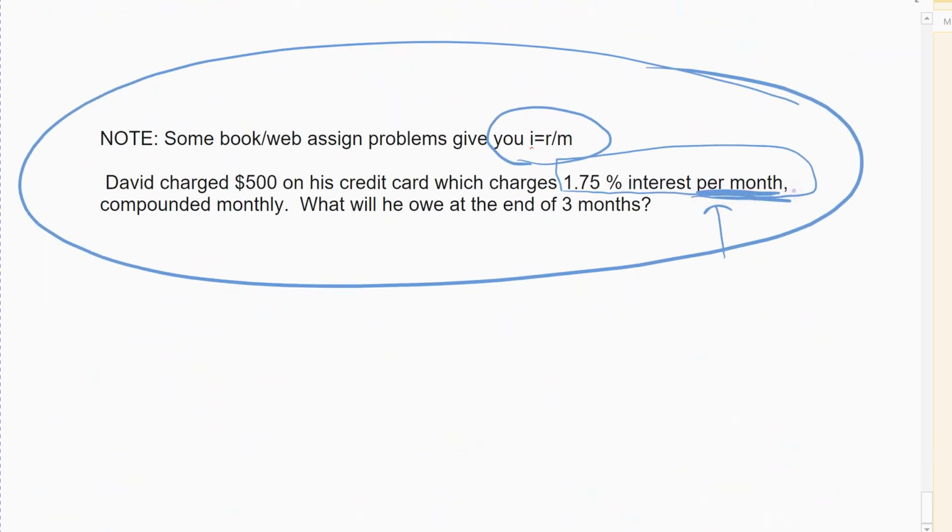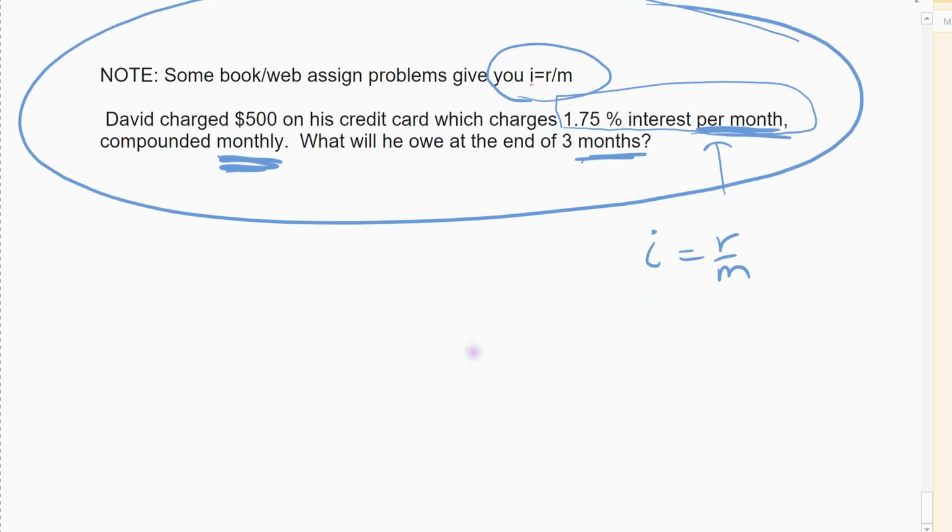This is actually giving you the monthly interest rate. This is actually telling you I, which is R divided by M. And so it already broke it down and divided it by the per month. All right, so it's not giving you R, it's giving you the month case. All right, everything in this case is in terms of month.